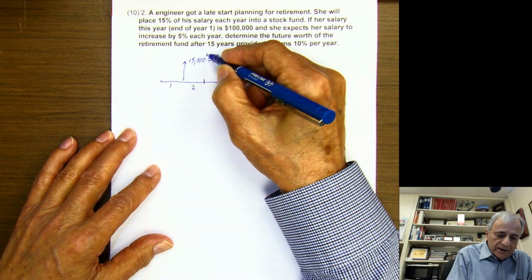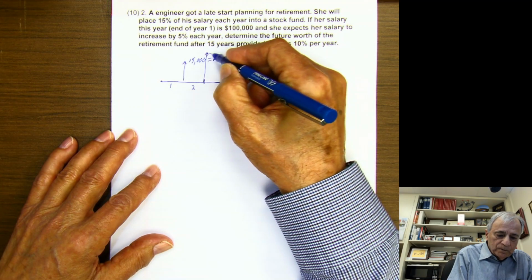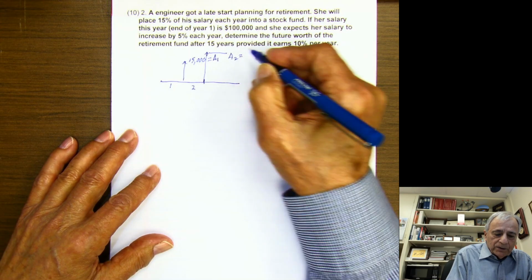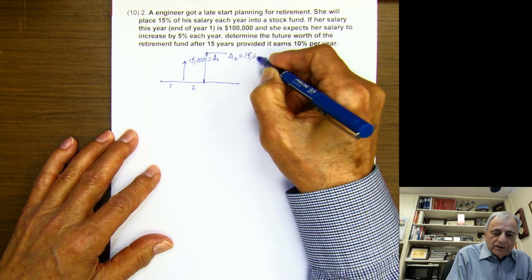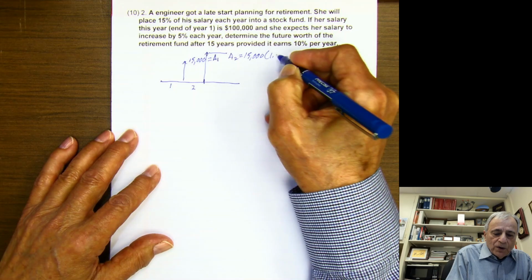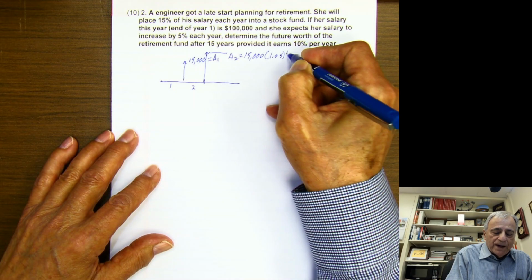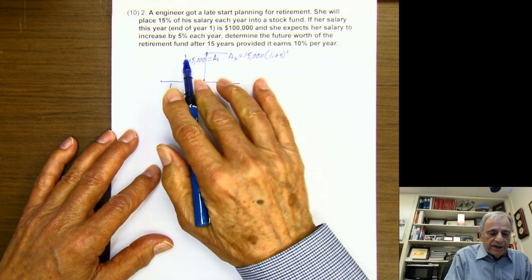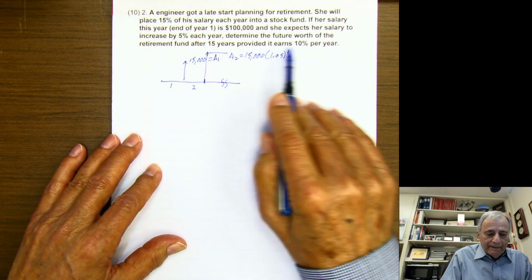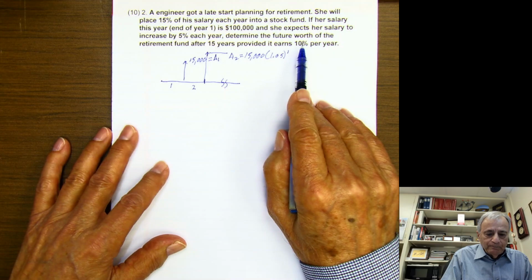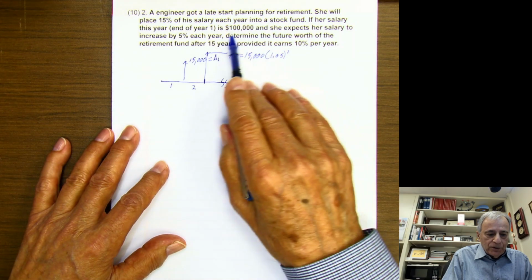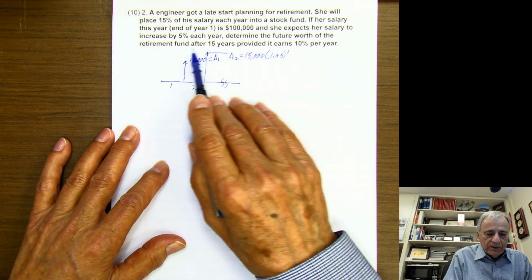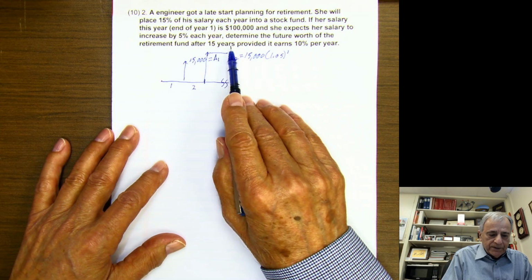So the second year, this would be A2, equal to 15,000 times 1.05 to the 1 power, and so on. And this will go on for how many years? At the end of each year, she expects her salary to increase. For 15 years.